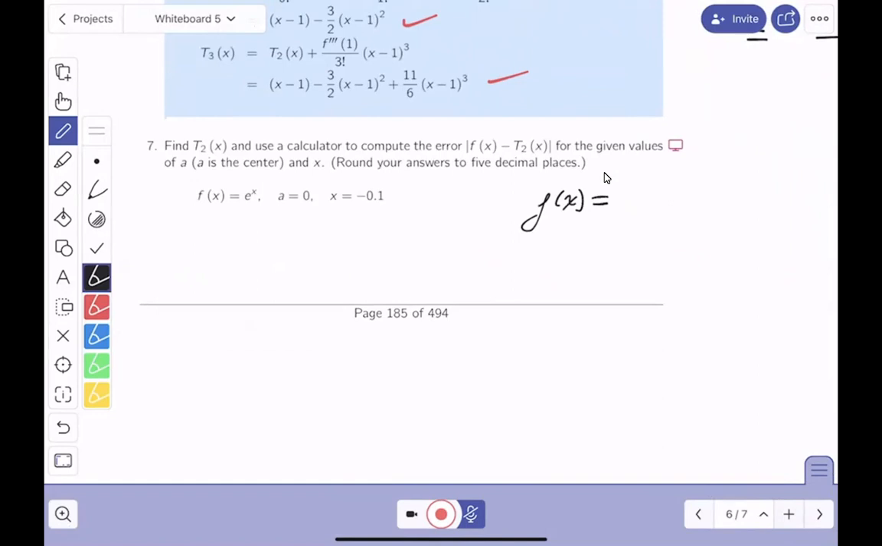Now remember, if you're on an exam and you can't do the actual problem, just write down what you can do. Like if you can find the Taylor polynomial centered at 0, that would be a good thing. So let's put this down.